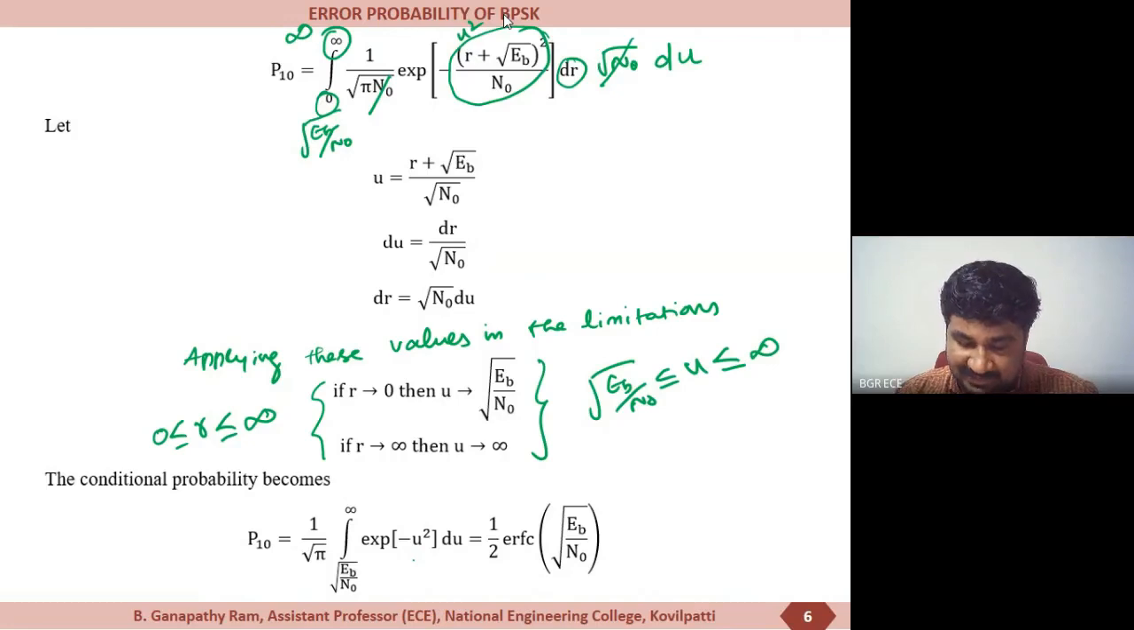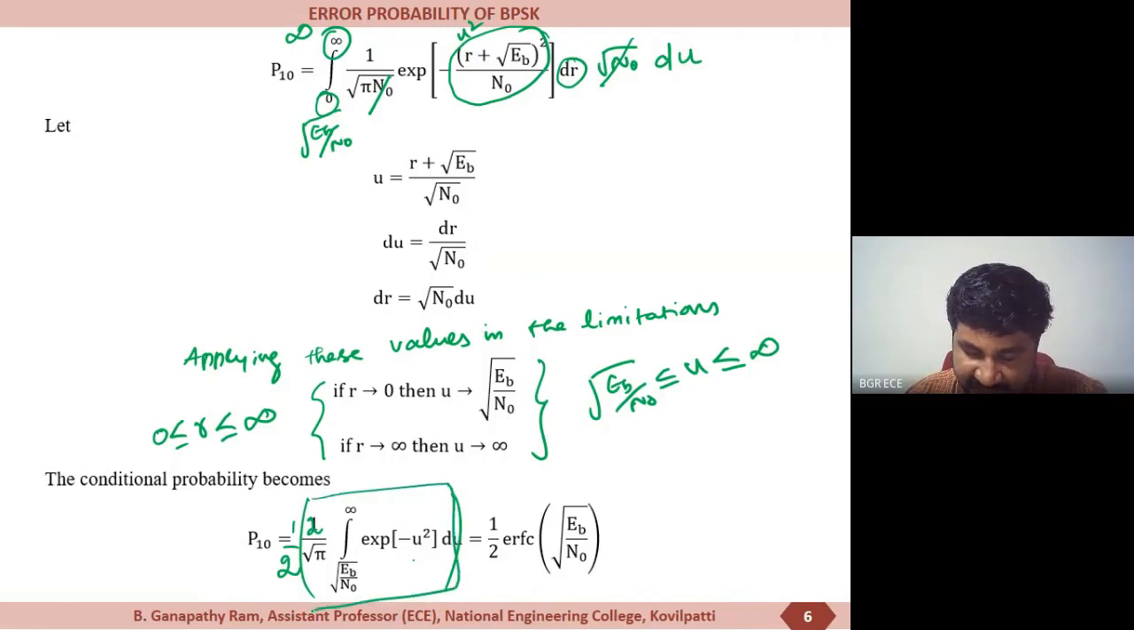And applying all these changes, we will get this expression. And if we multiply 2 in the numerator and divide 2 in the denominator, we will have this expression. And this is nothing but error function of square root of EB by N0.